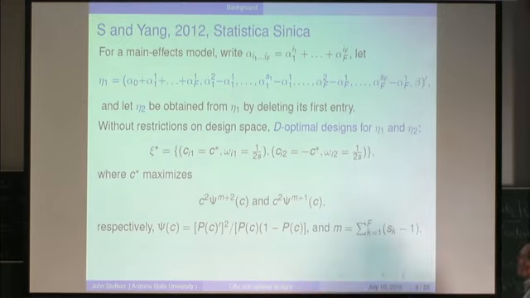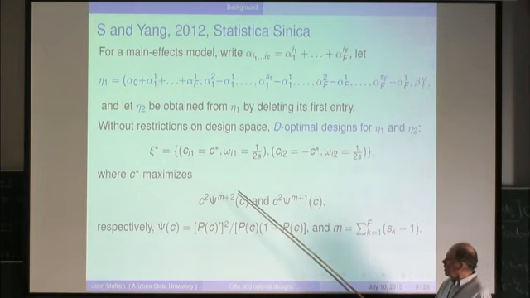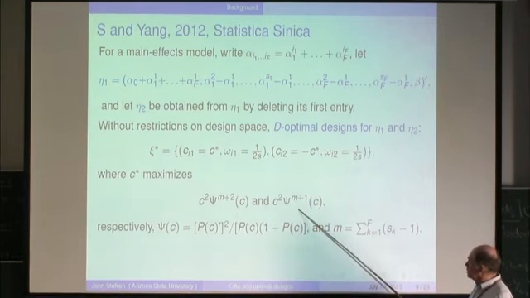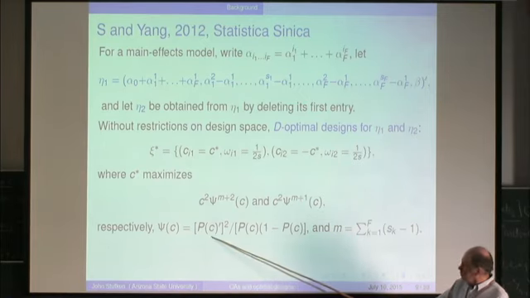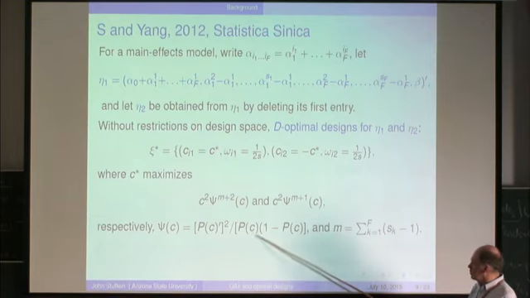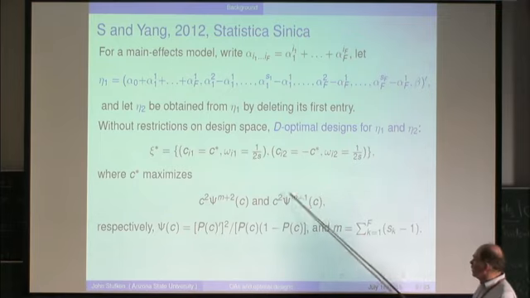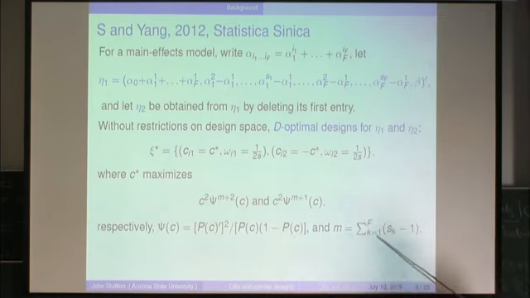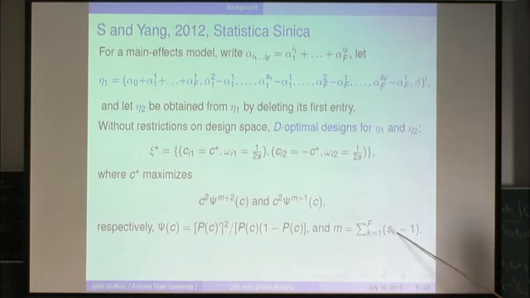And the C star is a maximizer of either this function or this function, where this psi is a function that comes up in generalized linear models all the time. It's the derivative of this function p, this inverse link function, p prime squared, divided by p times 1 minus p. And this value of m over here is the sum of the levels minus 1.